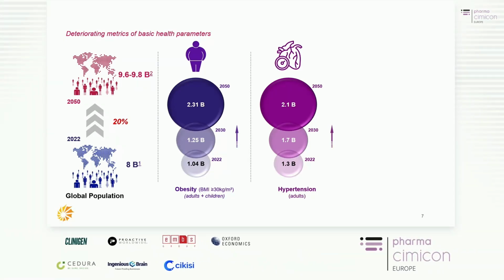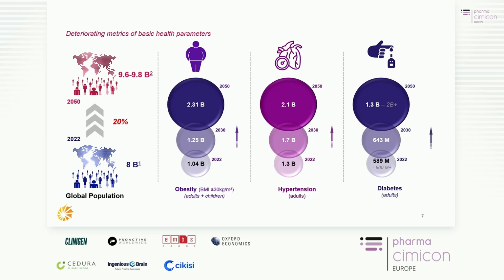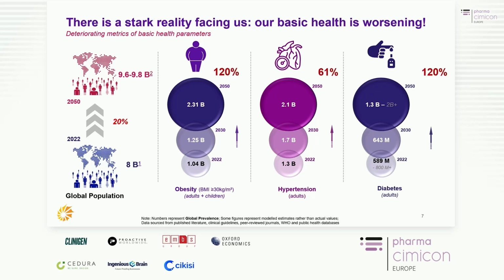In 25 years. And finally, if you look at diabetes, the numbers seem to be quite varied. There is no real agreement between different experts as to what the exact prevalence is. So somewhere between 600 million to 900 million today, to reaching somewhere between 1.3 to 2+ billion people in 25 years from now.